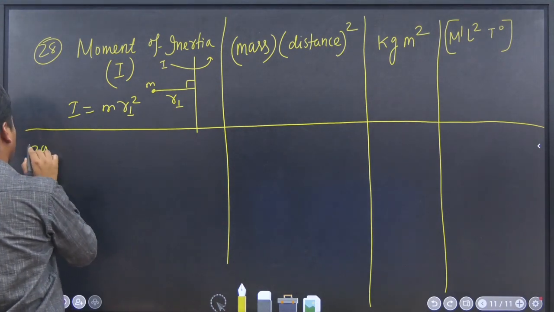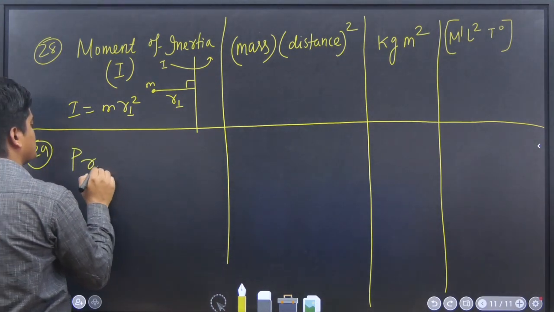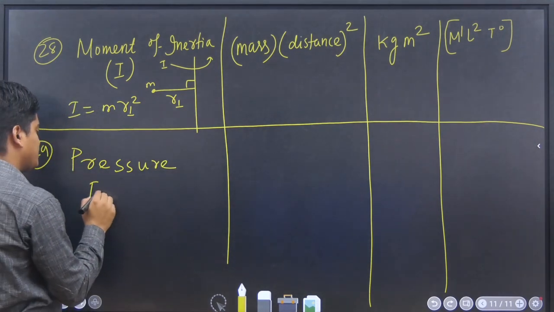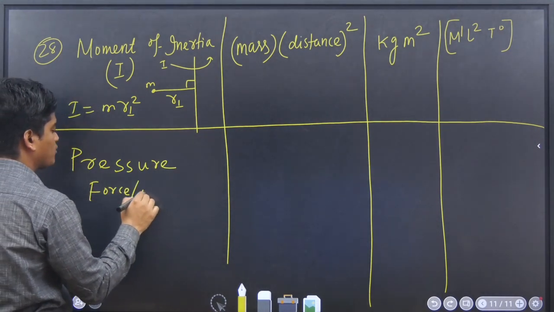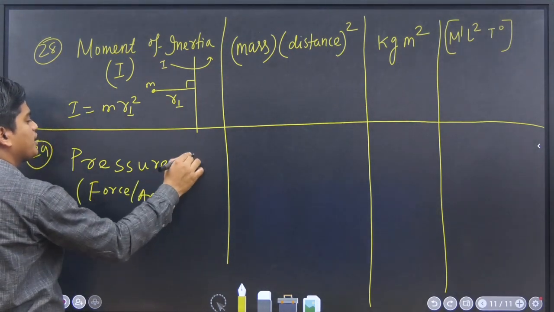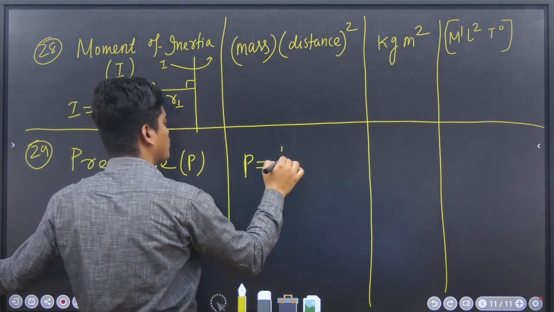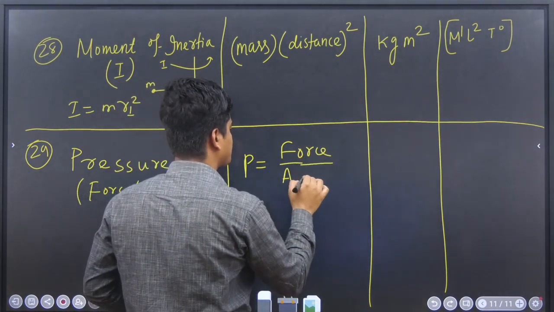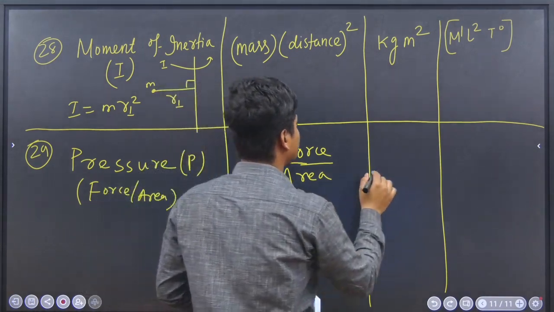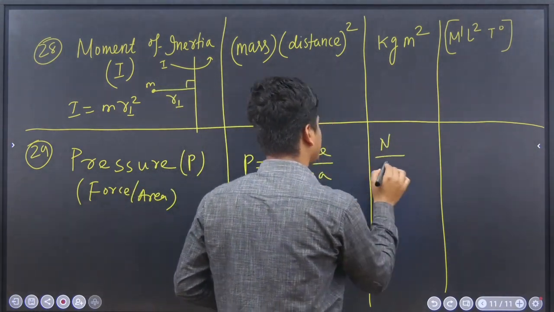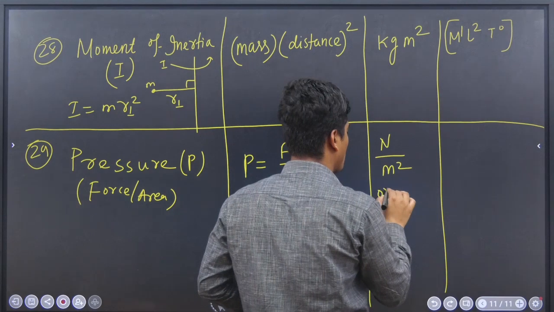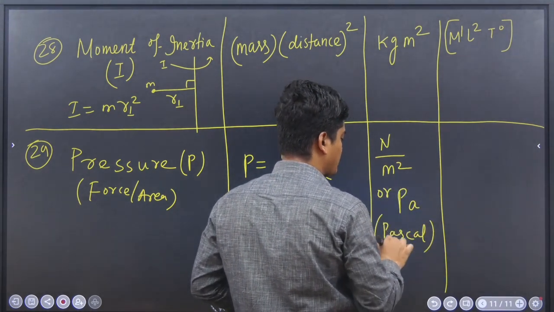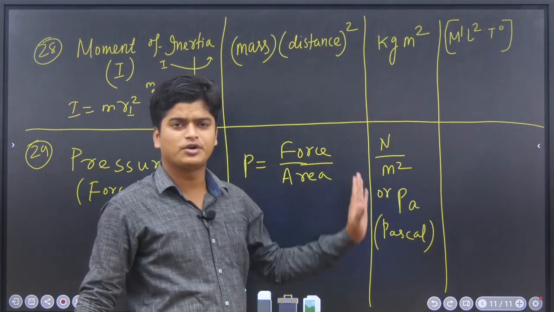Now 29, understand about something else that comes under pressure. Pressure is nothing but force by area. You can give the symbol P. You can write P equal to force by area. So force by area is pressure. So what is its unit? Force unit is Newton, area is meter square, so Newton by meter square, or you can write it as Pascal. It can also be written as Pascal, or Newton by meter square.